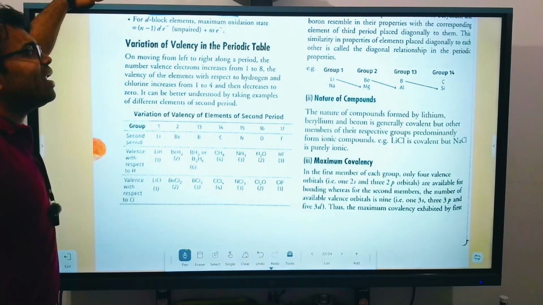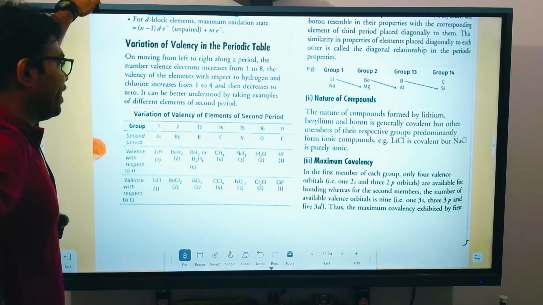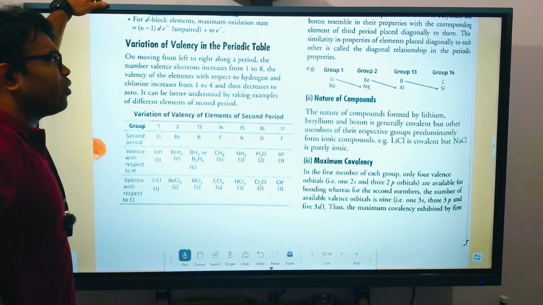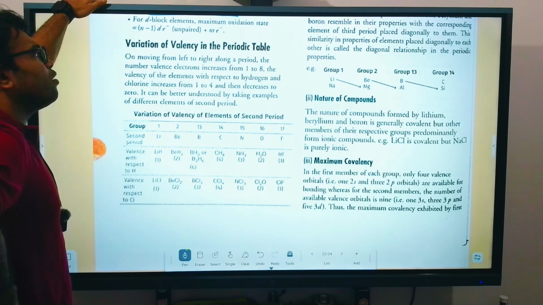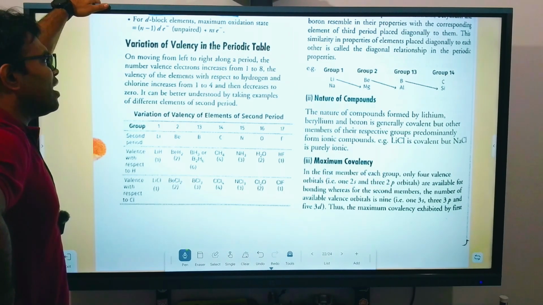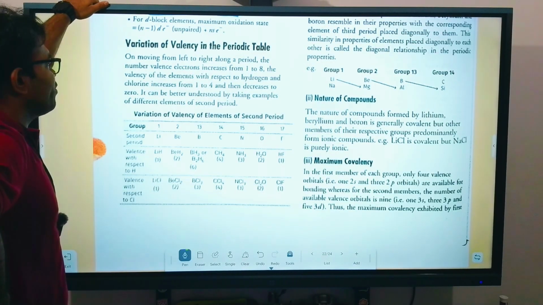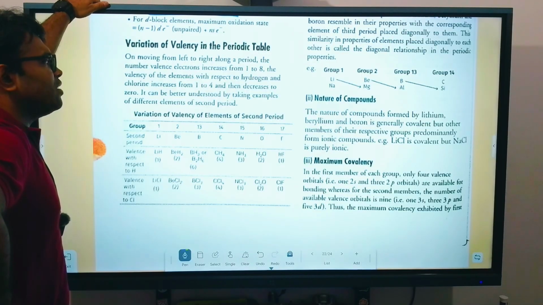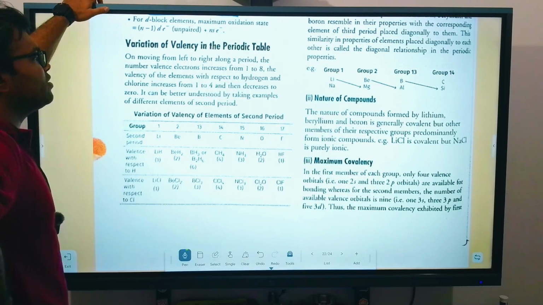How does the valency in the periodic table vary? On moving from left to right along a period, the number of valence electrons increases from 1 to 8. The valency of the element with respect to hydrogen and chlorine increases from 1 to 4 and then decreases to 0. It can be better understood by taking examples of different elements of the second period.